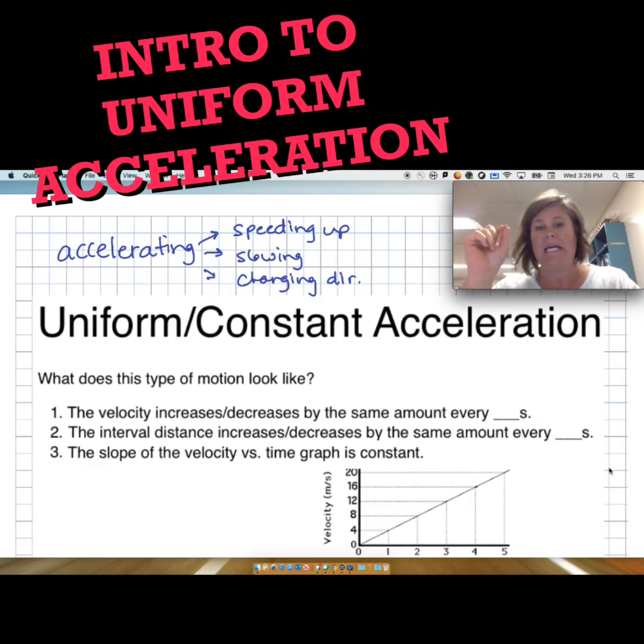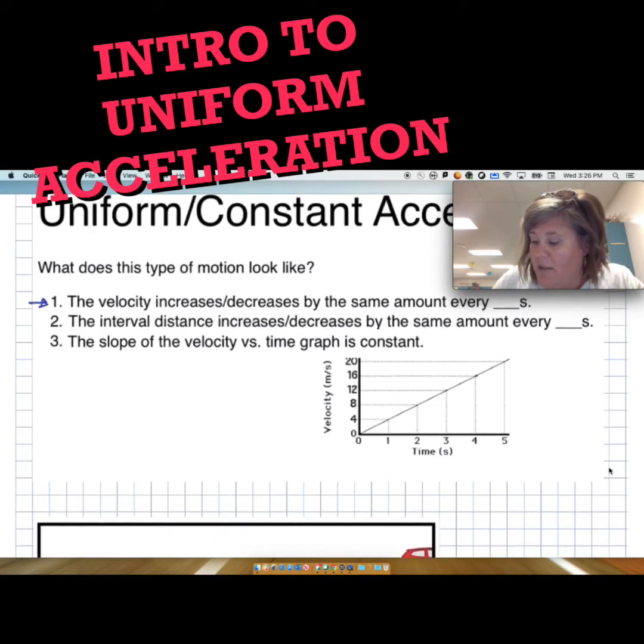Now we're looking at uniform acceleration, when something speeds up or slows down by the same amount every second. Okay, uniform acceleration. So what does this type of motion look like? First of all, the velocity is going to either increase or decrease by the same amount every, we're going to say 1 second. You could say every 0.1 second, or every 0.5 seconds, or every 2 seconds. But the velocity is going to either increase or decrease by the same amount every 1 second.